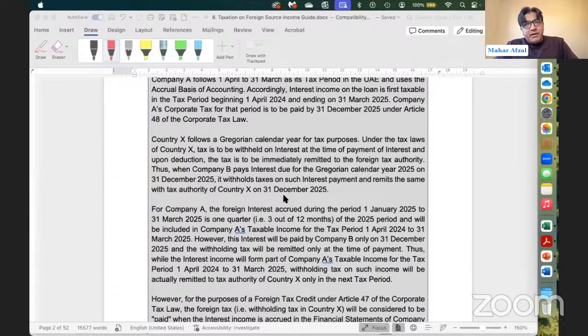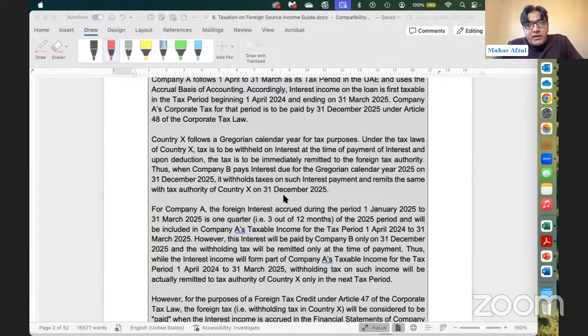A UAE Free Zone Company has a subsidiary in India and has given a loan to the Indian company. The Indian company is deducting withholding tax on interest paid. The UAE company doesn't have any other income. It doesn't have enough profit to claim the withholding tax. How can the UAE company recover the withholding tax? If on an overall basis you have a loss, I've already told you, you cannot take the foreign tax credit.